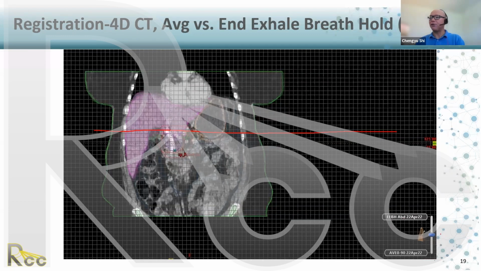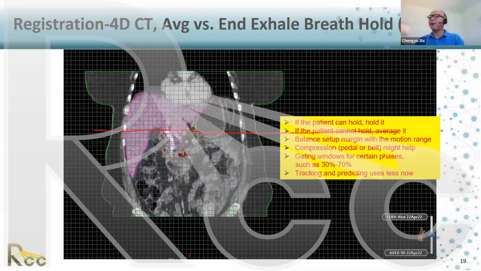Here is the fusion of the average and the so-called EEBH. So if the patient can hold it, let the patient hold it. If you cannot, you can use the 4DCT to do the average. You see the difference? And a compression belt might help. The gating window choice depends on your department guideline. Typical is 30% to 70%. Tracking and prediction are advanced technology. You may not need it and you may not have it. That's okay. The other choices are still available.